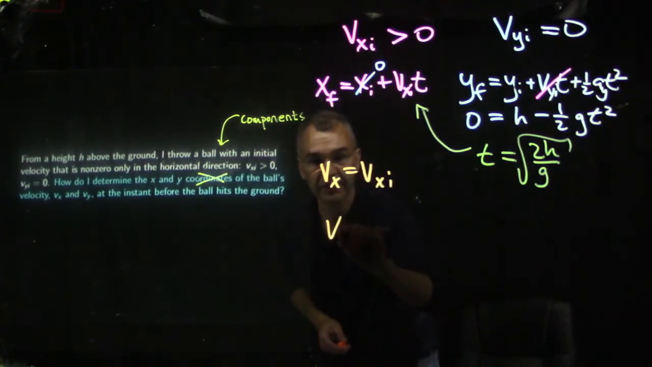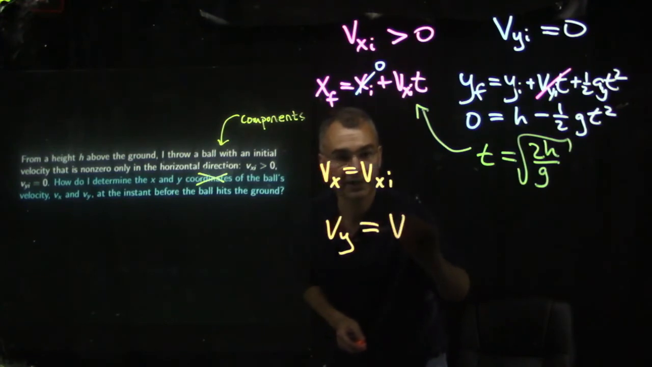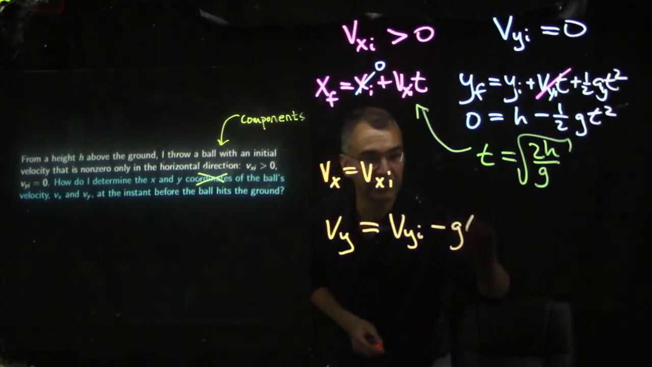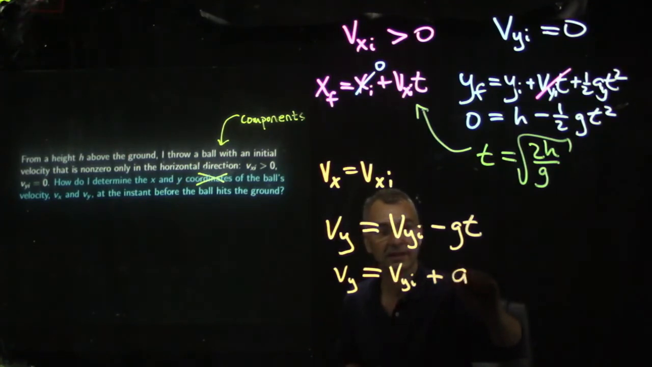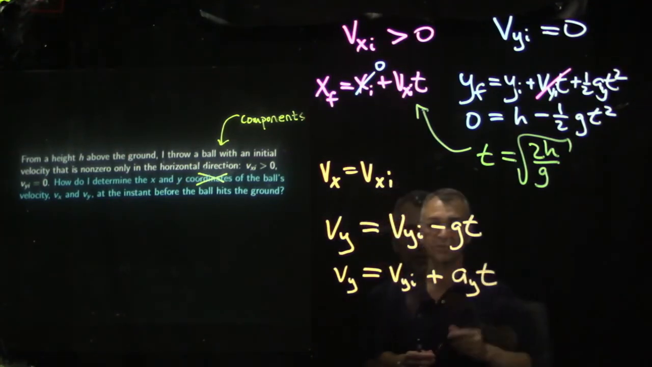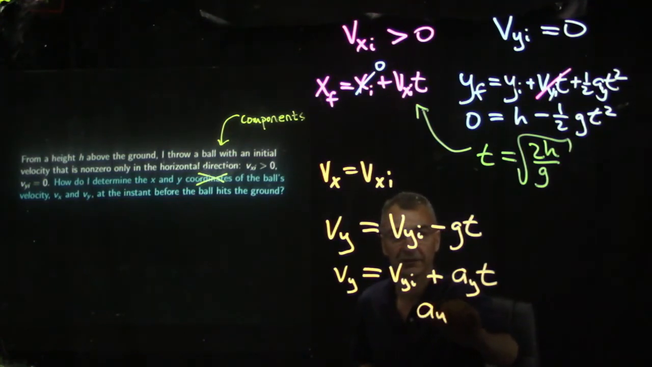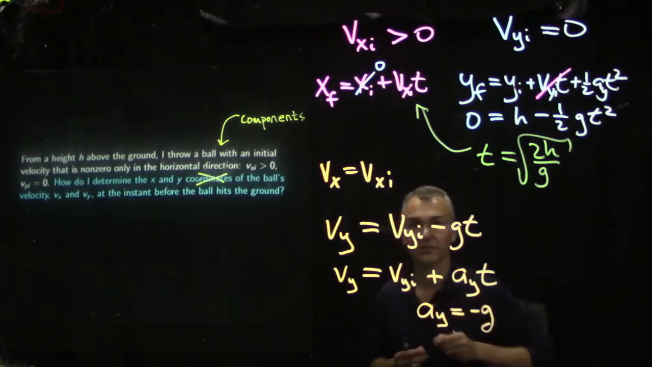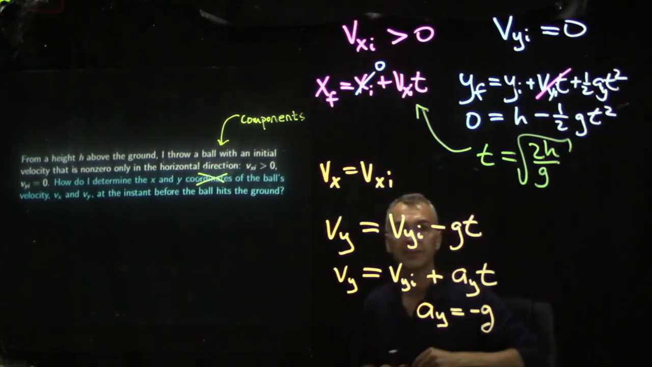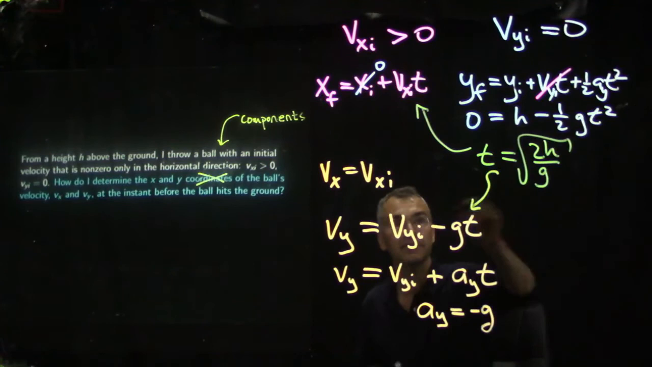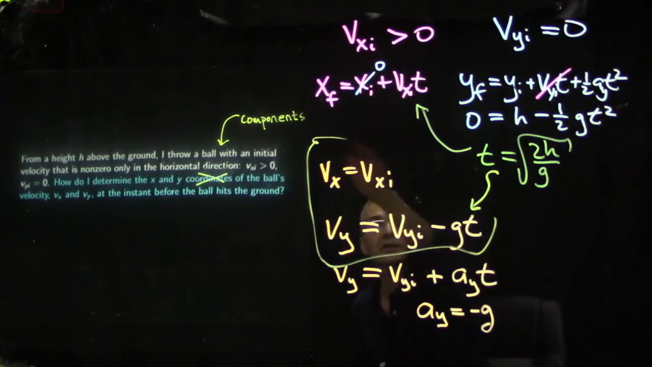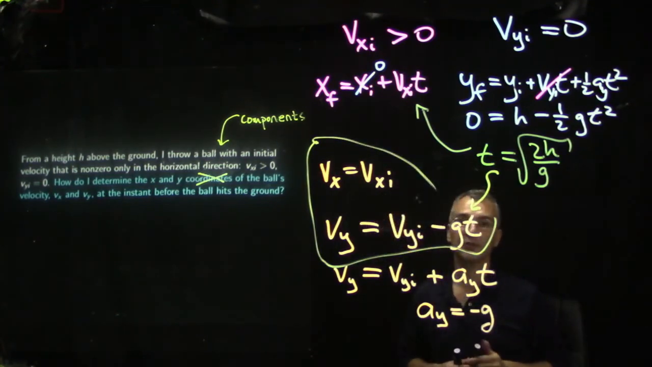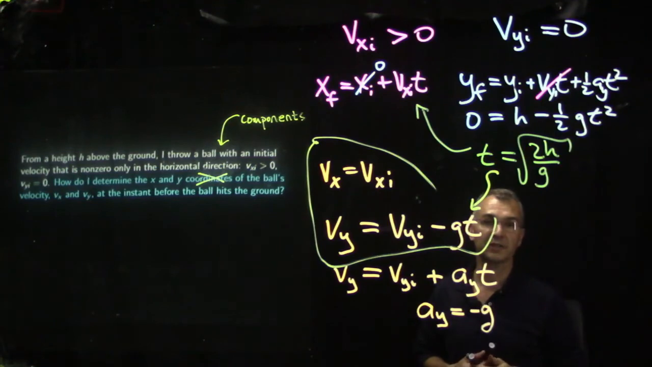And in the y direction, we have constant acceleration, so v sub y is v sub y initial minus gt. This is a special case of v sub y is v sub y initial plus a sub y times t for constant acceleration, but we have acceleration in the y direction is minus g. So we just simply plug this time into this result, and that gives us the x and y components of the object's velocity just the instant before it hits the ground.